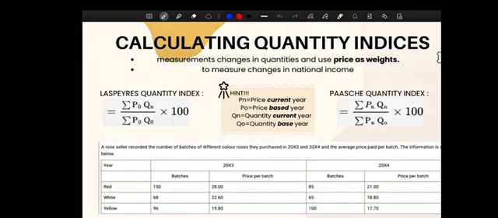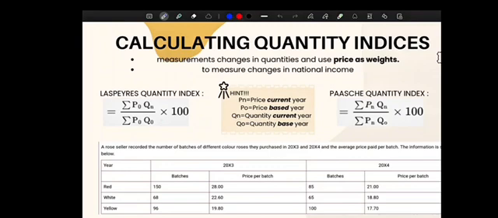Okay, so now it's quantity indices, which measure changes in quantities and use price as weights. It's also used to measure changes in national income. So basically the total that you get after you count it is known as national income. So let us take a look at the Laspeyres quantity index.